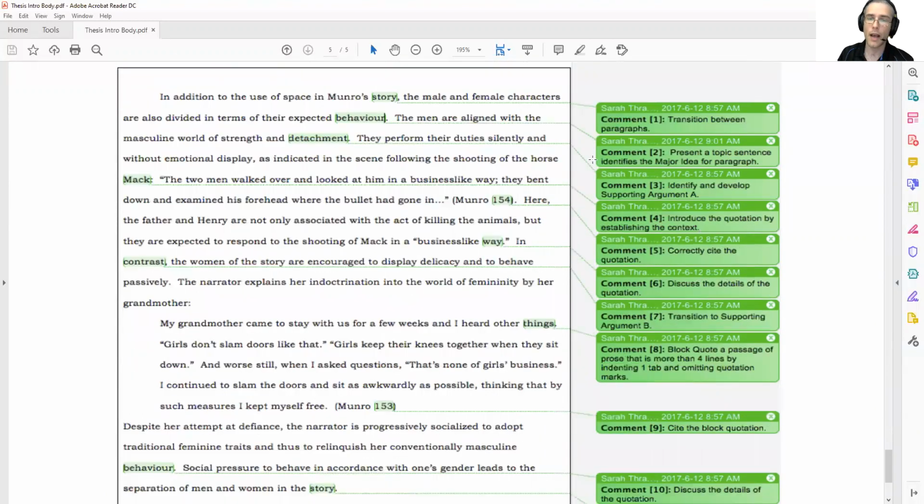Okay, so as an example of this kind of body paragraph, in addition to the use of space in Monroe's story, the male and female characters are also divided in terms of their expected behaviors. So that's my main idea.